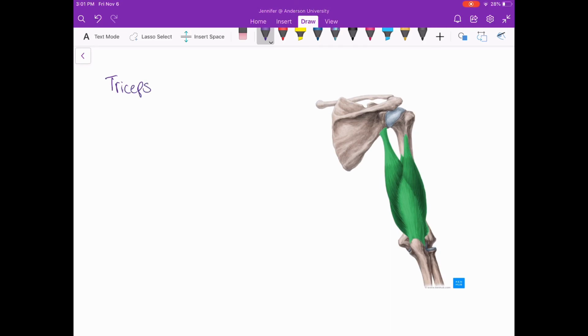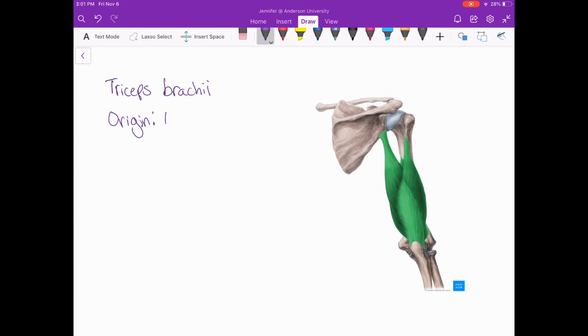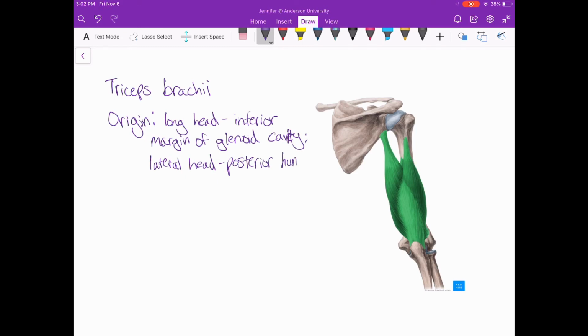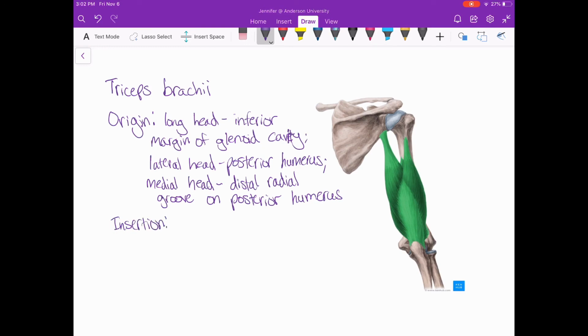As the last muscle for this video, we have the triceps brachii, which is a large fleshy muscle of the posterior humerus, and it has a three-headed origin, as the name triceps would imply. The origin for the long head is the inferior margin of the glenoid cavity. For the lateral head, the posterior humerus. For the medial head, the distal radial groove on the posterior humerus. The insertion for this muscle is the olecranon of the ulna, which is different from the insertion for the biceps brachii.